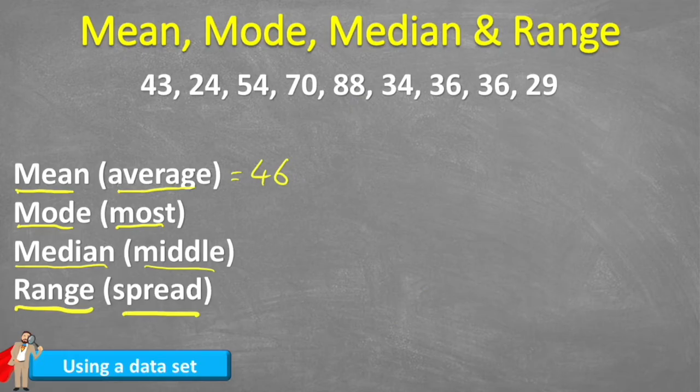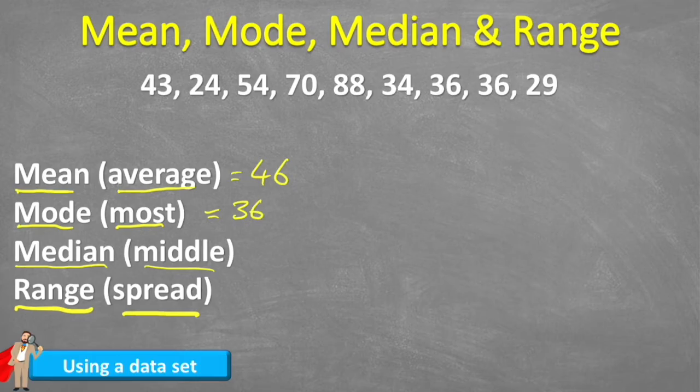Okay, how about the mode? So the mode refers to which number comes up the most frequently in the data set. And we can see by just glancing at these numbers here that there's only one set of numbers that comes up twice. We have a 36 and another 36. Therefore, as this is the only number that comes up twice, the mode must equal 36.